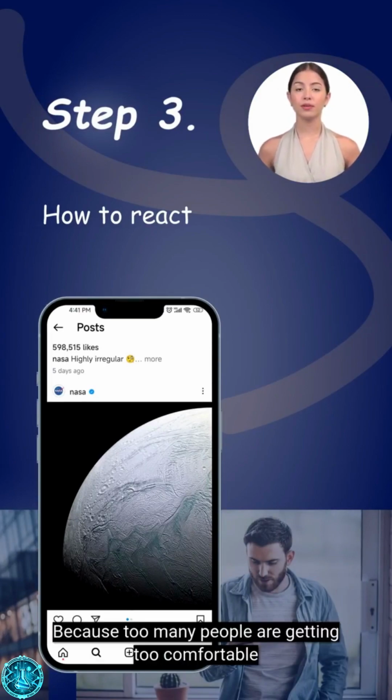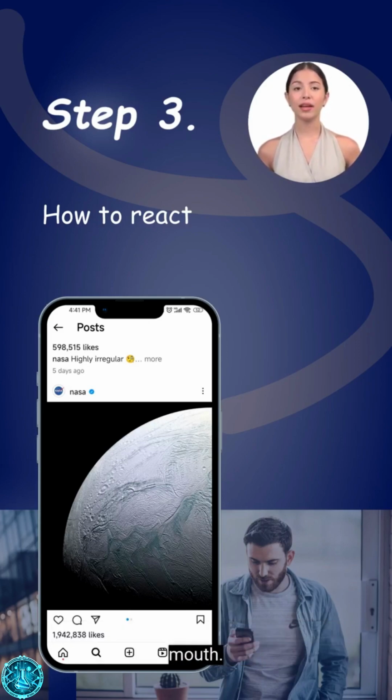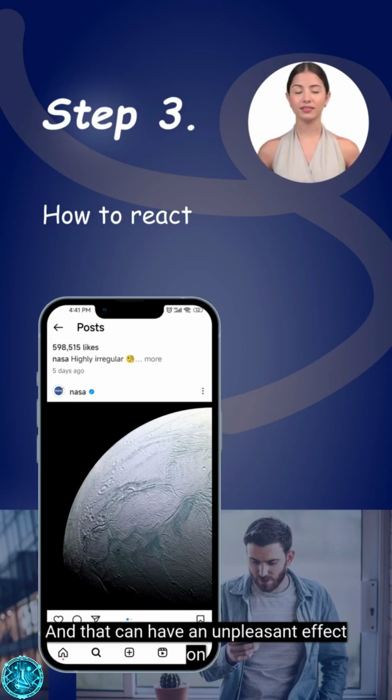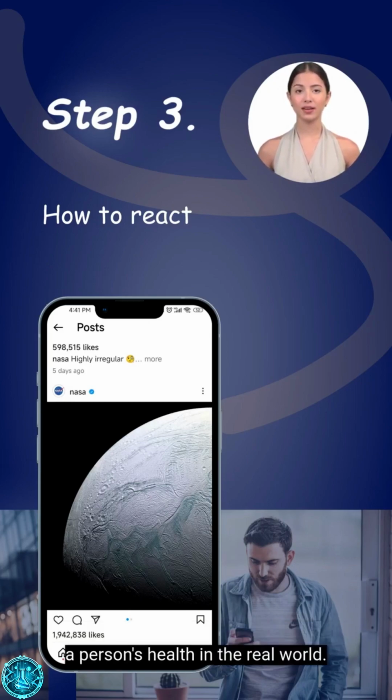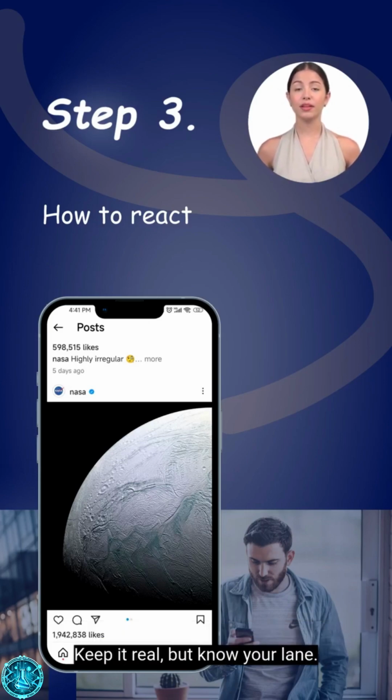Because too many people are getting too comfortable with saying things without getting punched in the mouth. And that can have an unpleasant effect on a person's health in the real world. So it is recommended you avoid name calling, making threats, and such behavior, if you're really just a pussy talking trash, because your keyboard gives you imaginary superpowers. Keep it real, but know your lane.